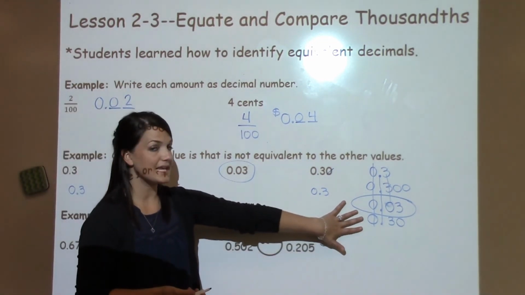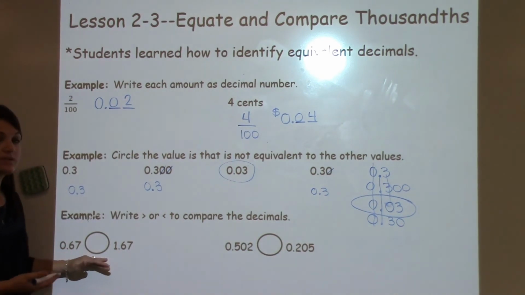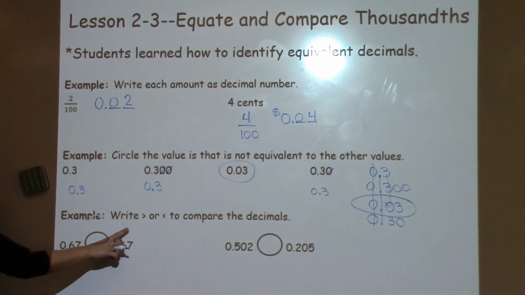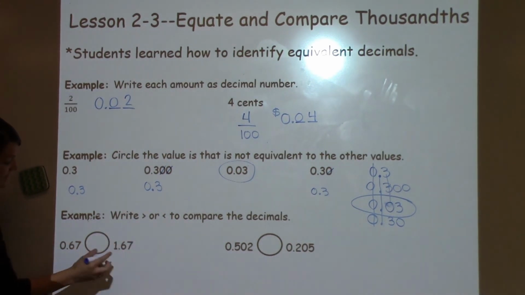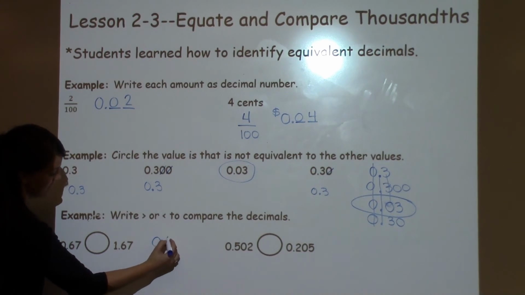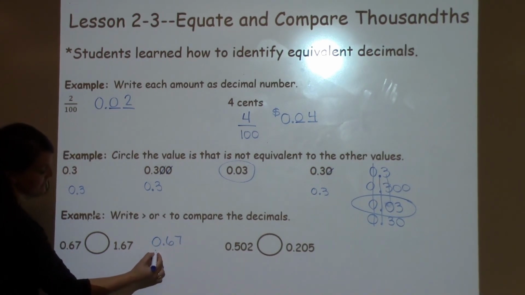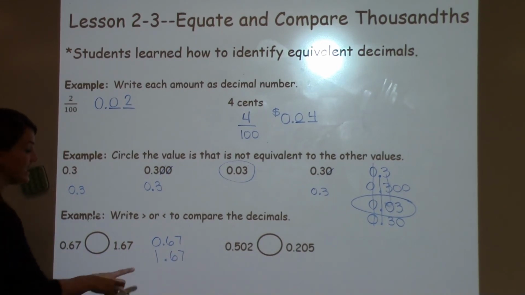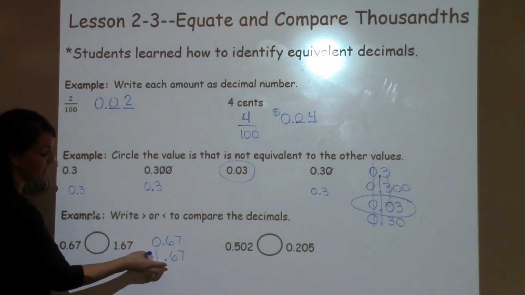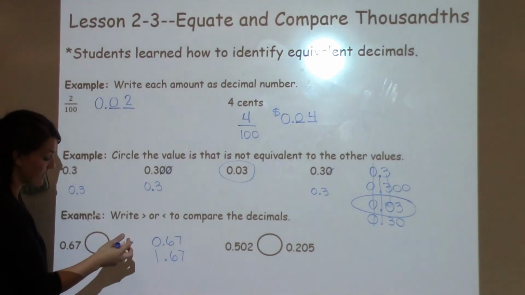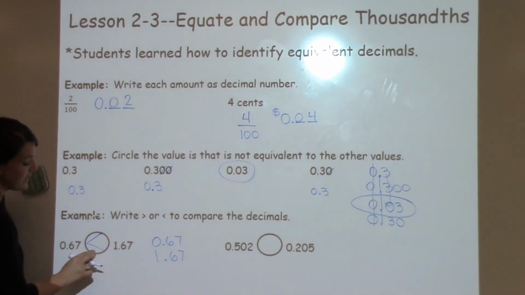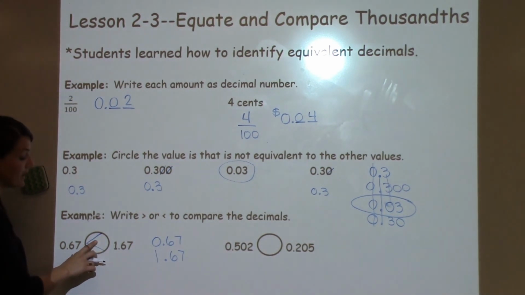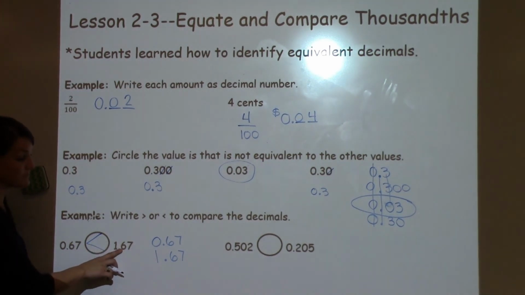Now students can use this same strategy to decide whether decimals are bigger or smaller than another. That strategy works here when I'm trying to decide less than or equal to and compare decimals. On this one I have 0 and 67 hundredths. Here I have 1 and 67 hundredths. Now this one's pretty simple to see that I've got one whole in one of my decimals and I don't have a whole in another. So automatically I know that the bigger decimal is going to be 1 and 67 hundredths, and I'm going to want my sign facing that way.